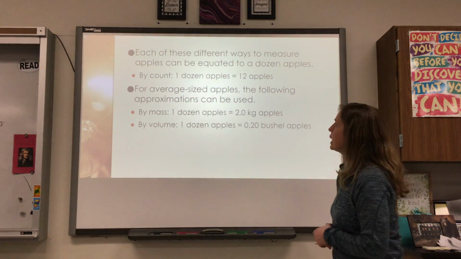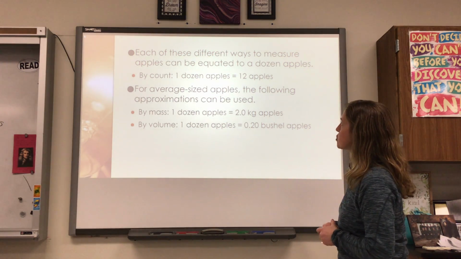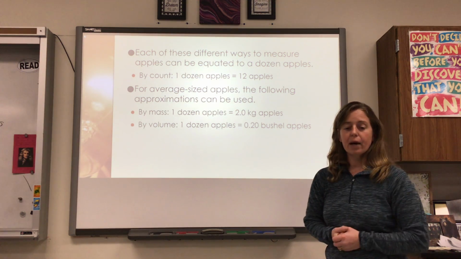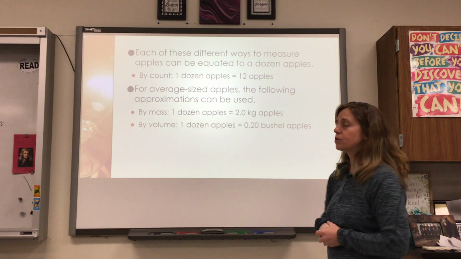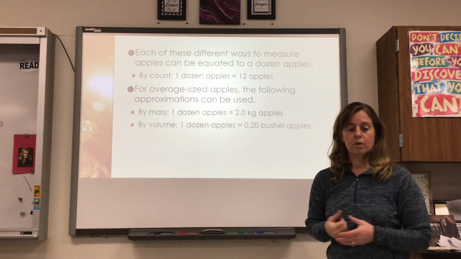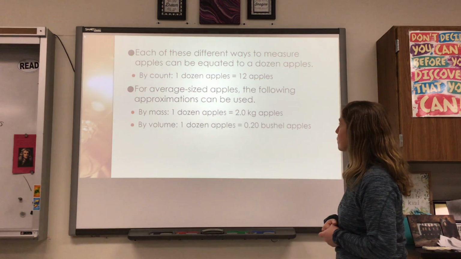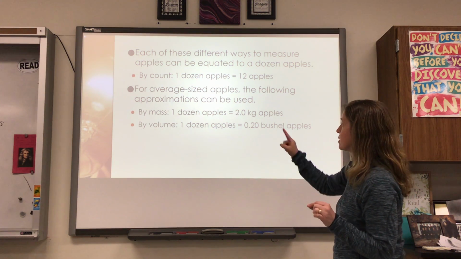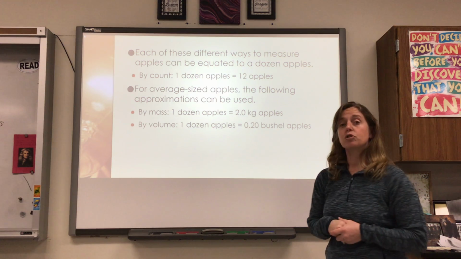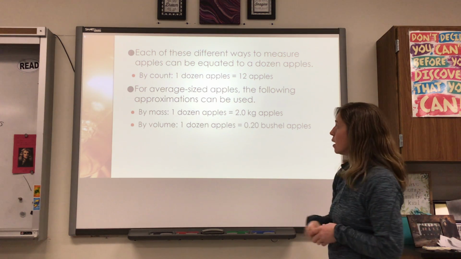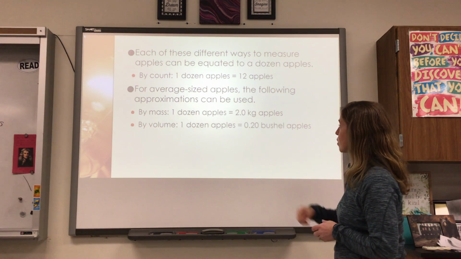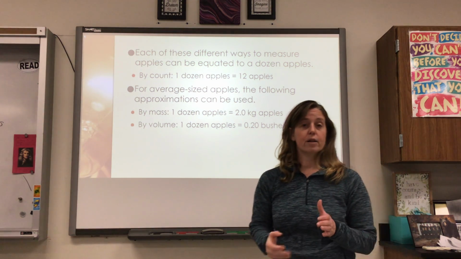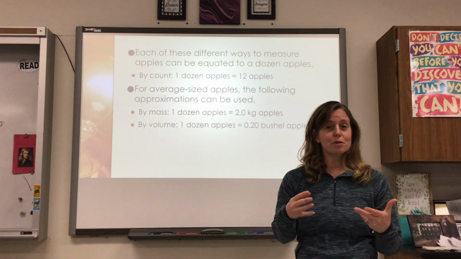Now, each of these different ways to measure apples can be equated to a dozen apples. If you're doing it by count, a dozen apples are equal to 12 apples. For average size apples, the following approximations can be used. By mass, a dozen apples are equivalent to 2 kilograms of apples. By volume, a dozen apples are also equal to 0.2 bushel of apples. Keep this in mind because now we're going to do some converting.